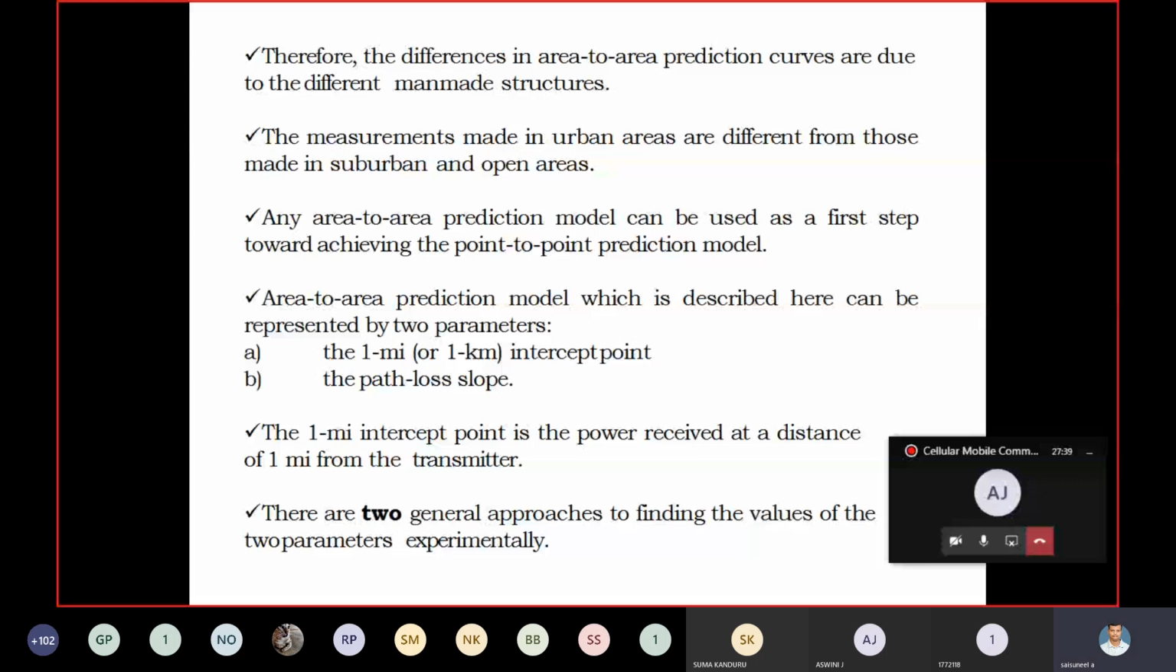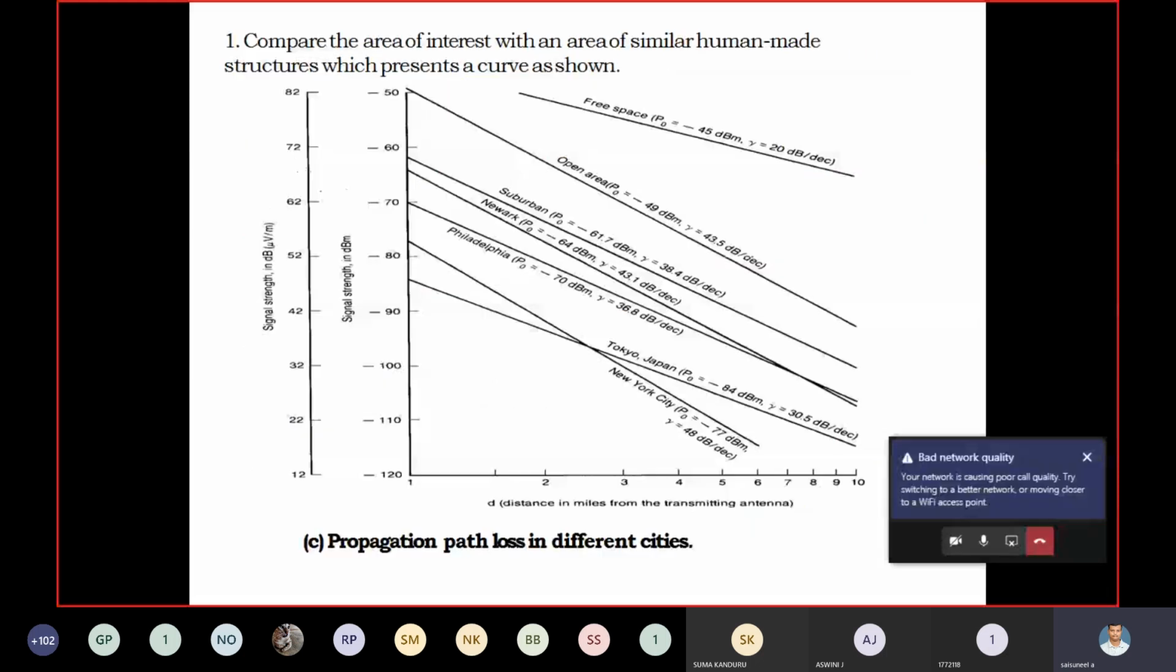See this figure. Propagation paths in different cities are given here. In free space, the signal strength is somewhat high. This is for open area. This is for New York City, Philadelphia, and Tokyo in Japan. Different cities are calculated, and finally we are getting the path slope curve, the same as the previous one.